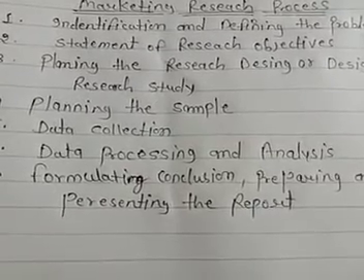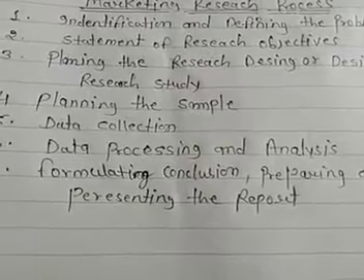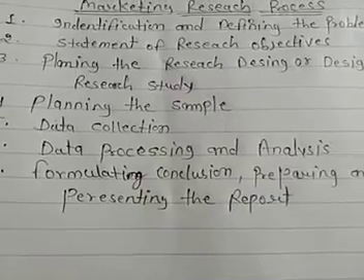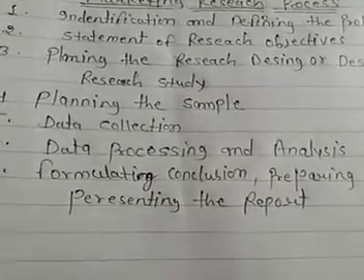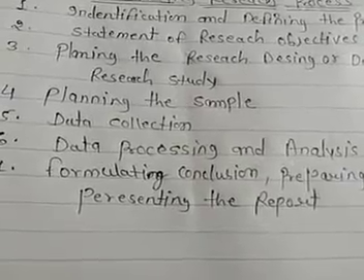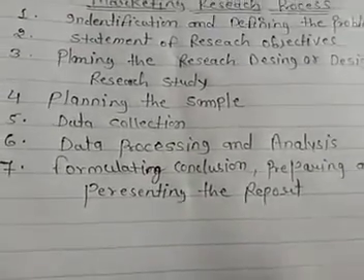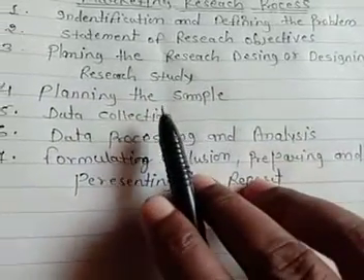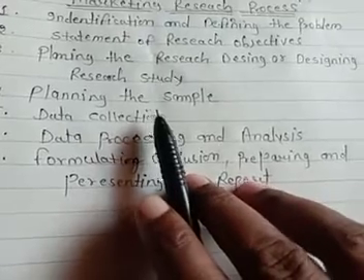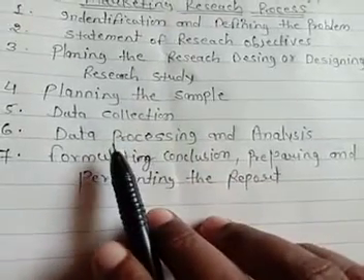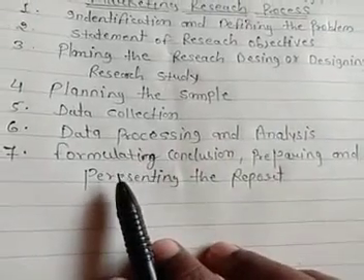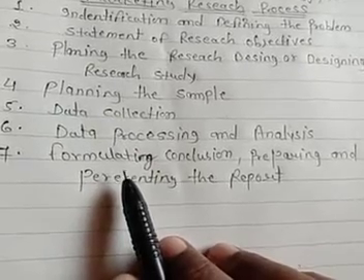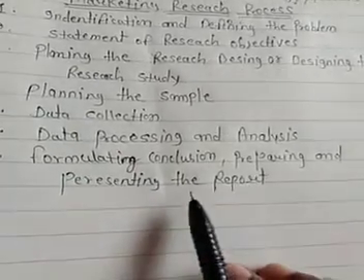Some of the major steps involved in the marketing research process are as follows. 1. Identification and definition of the problem. 2. Statement of research objectives. 3. Planning the research design or designing the research study. 4. Planning the sample. 5. Data collection. 6. Data processing and analysis. 7. Formulating conclusion, preparing and presenting the report.